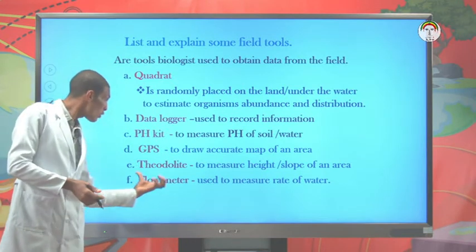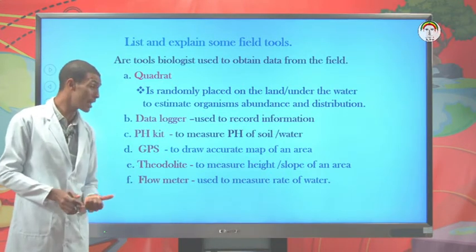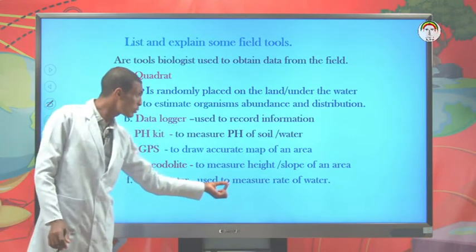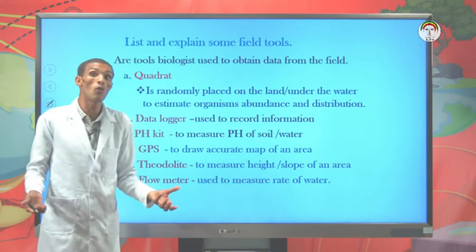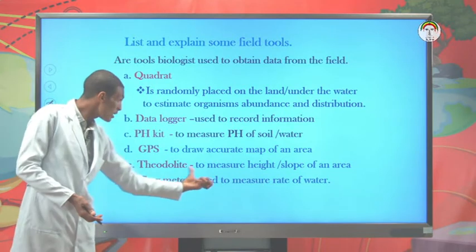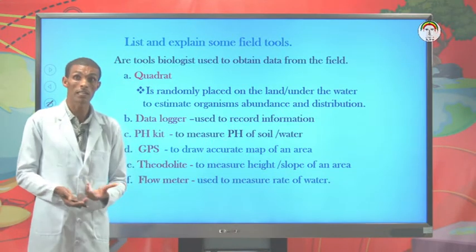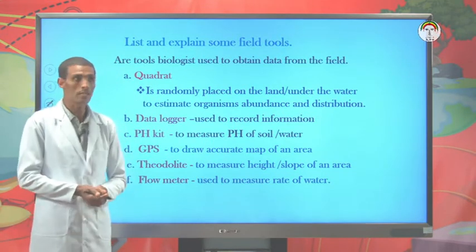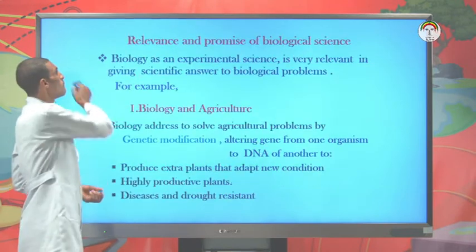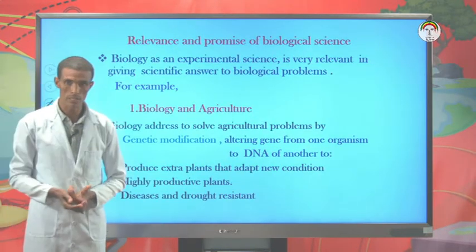And again, flowmetry is another laboratory tool, which is very important to measure the flow rate of matter. It is very important in taking data from water that is flowing. Well done, student.